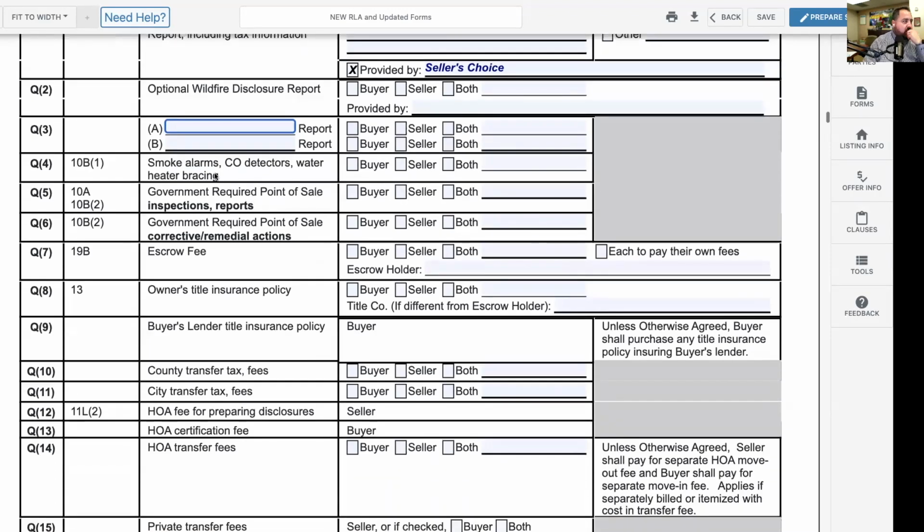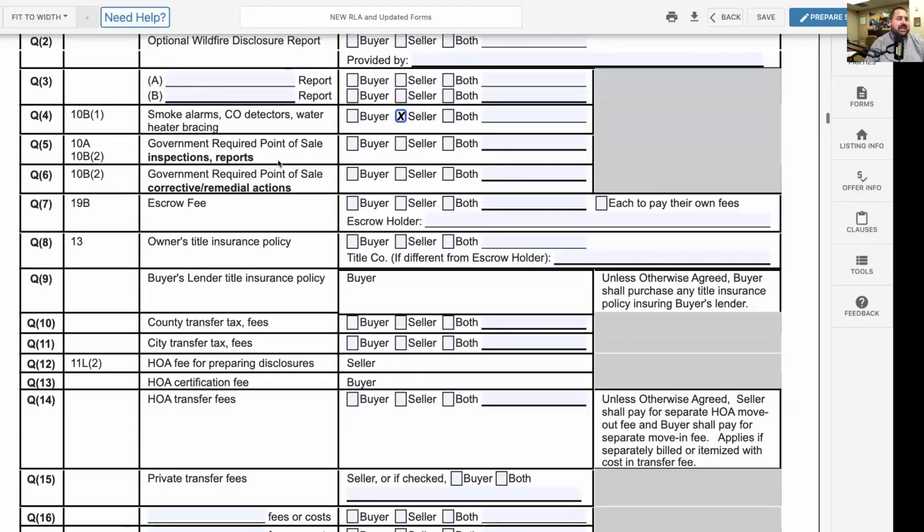Okay. Smoke alarms, carbon dioxide detectors, water heater bracing. The seller is responsible for putting that stuff in. It says in the beginning, by default, it's the seller. Just do that. Always check seller. It's not going to change the strength of your offer by saying the seller is going to pay for that stuff. Okay. Now, we talked about these reports here.